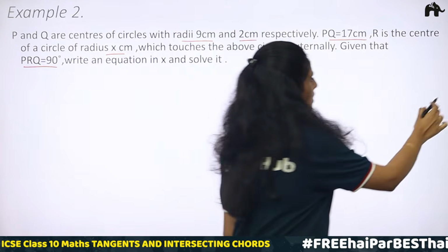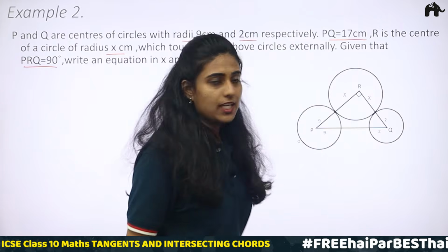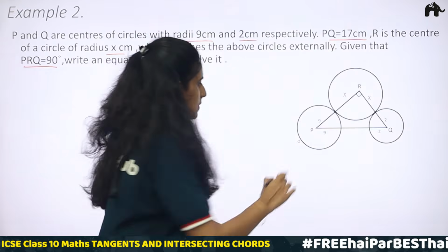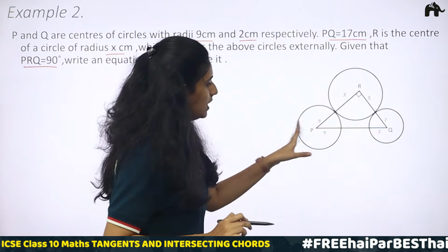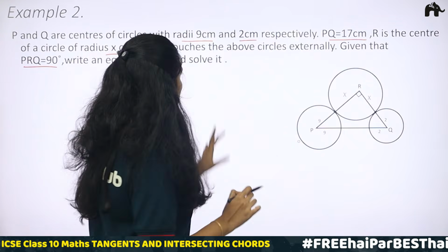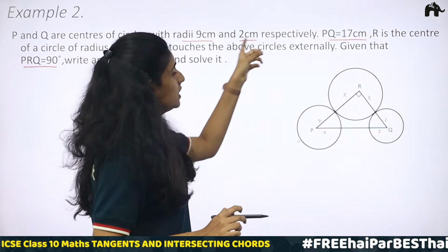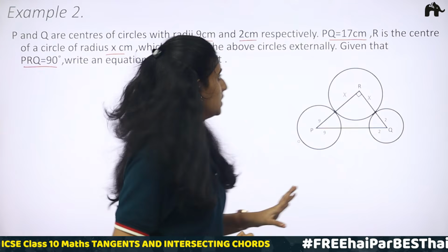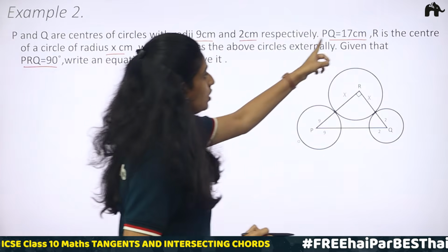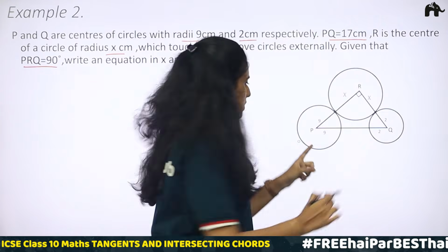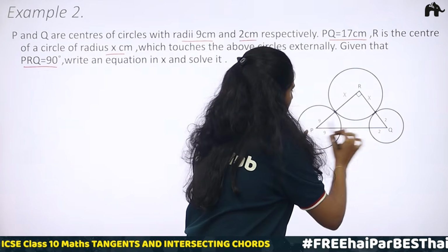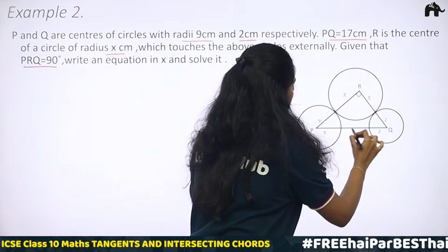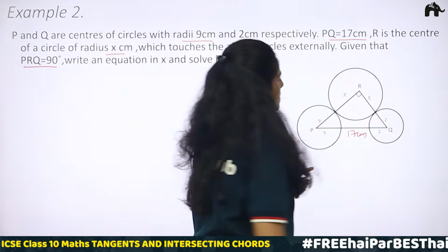Here, this is how you will be getting a figure. First, you need a circle with radius 9 centimeter. This is the figure with radius 9 centimeter. Then you need another circle with radius 2 centimeter. This is the circle with 2 centimeter radius. We have PQ is equal to 17 centimeter. P and Q are centers of the two circles. When joined, you will be getting 17 centimeters.